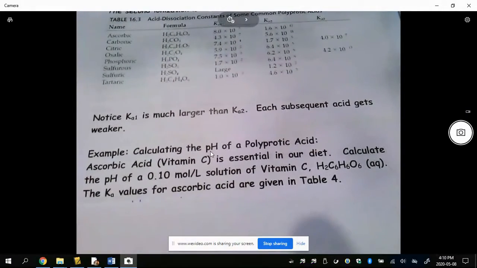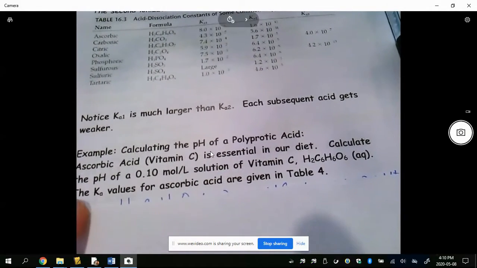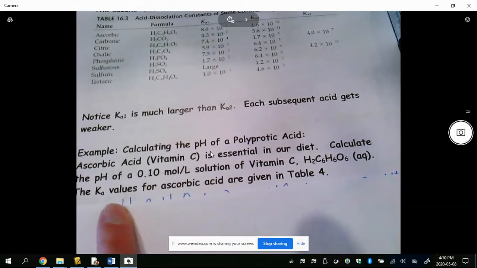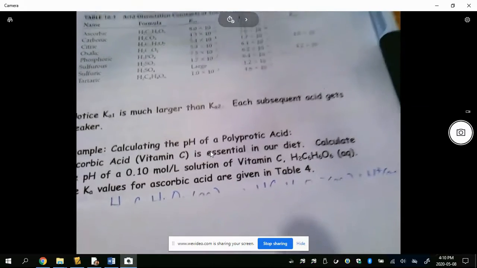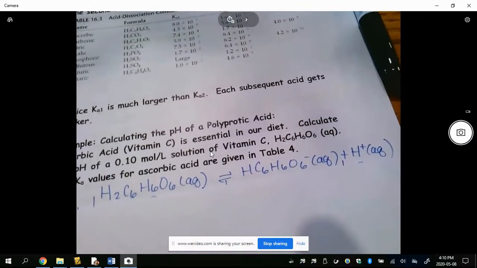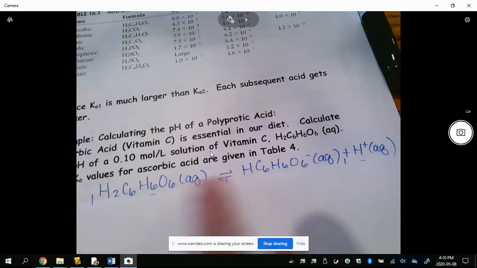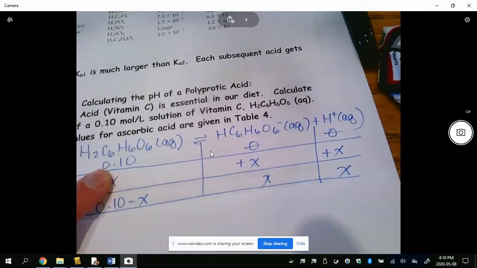Here you have ascorbic acid, which is vitamin C, which is essential for our diet. Calculate the pH of a 0.1 molar solution of vitamin C, and the Ka values are given in table 4. Okay, so here's vitamin C, and we're going to do the first reaction where it loses 1 hydrogen. We're going to do an ICE chart for that. It starts off at 0.1.